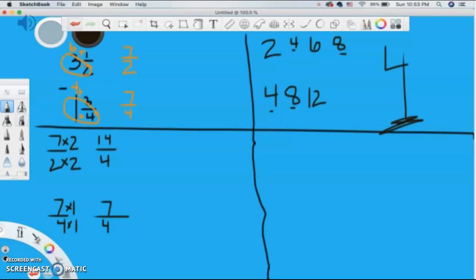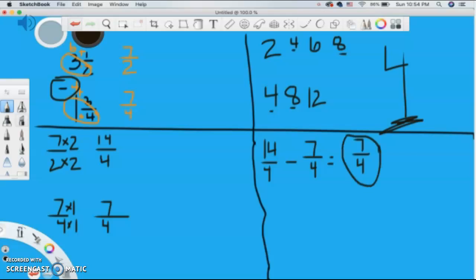Now finally, I come over to my solve and reduce box, which is this one, the last one. And I'm going to take 14 fourths, and I'm going to remember that this problem is subtraction. So 14 fourths minus 7 fourths actually gives me 7 fourths. And there's my answer. Now, this is an improper fraction.